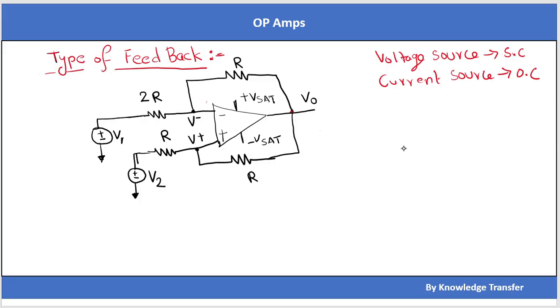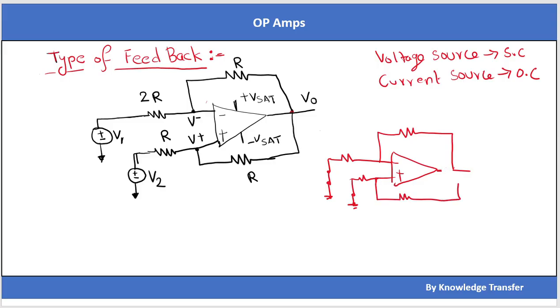Now again, let's redraw the circuit in the previous way. This is minus, this is plus, and there is some resistor and a short circuit for v1, and here one resistor and a short circuit for v2, because voltage sources we need to short circuit and current sources we need to open circuit, and this is v out. I opened this terminal, so I broke this terminal, and this is v naught. I'm applying a v naught voltage here.